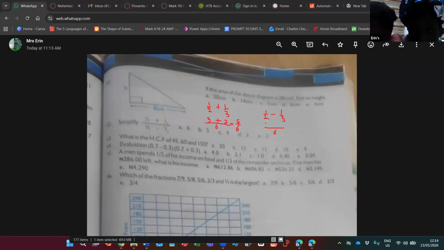You people are not even following. 3 plus 2. That is 5. Follow, we know this. The answer for the one on top is what? The answer for the one on top is 5 over 6. And the answer for the one underneath is what? 1 over 6. Thank you very much.